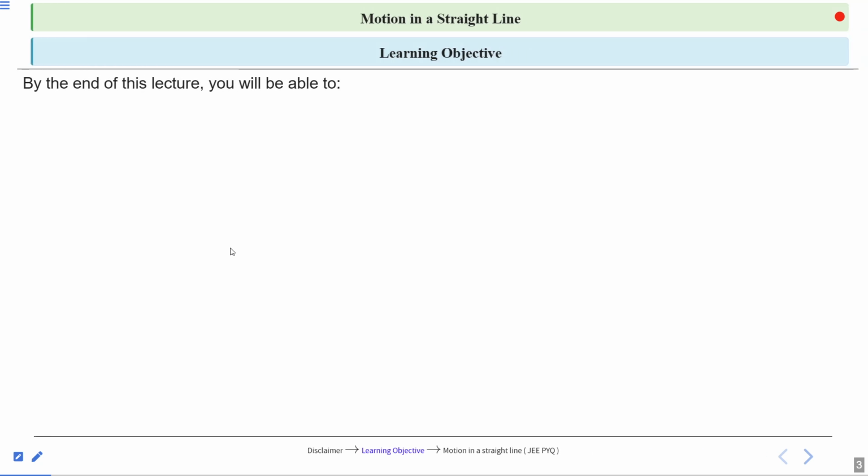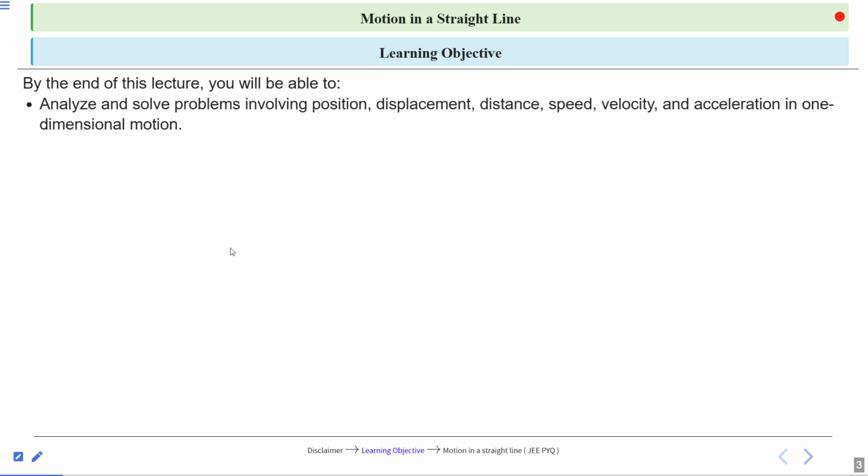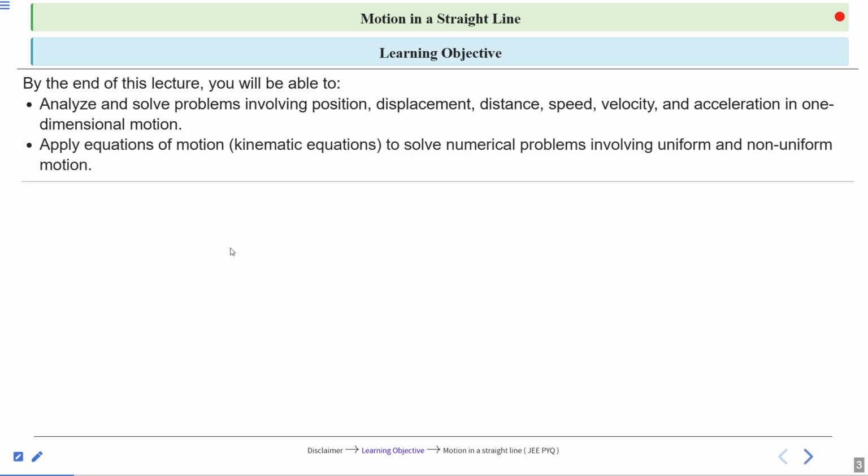Learning objective: by the end of this lecture, you will be able to analyze and solve problems involving positions, displacement, distance, speed, velocity and acceleration in one-dimensional motion. Apply equations of motion, kinematic equations, to solve numerical problems involving uniform and non-uniform motion.